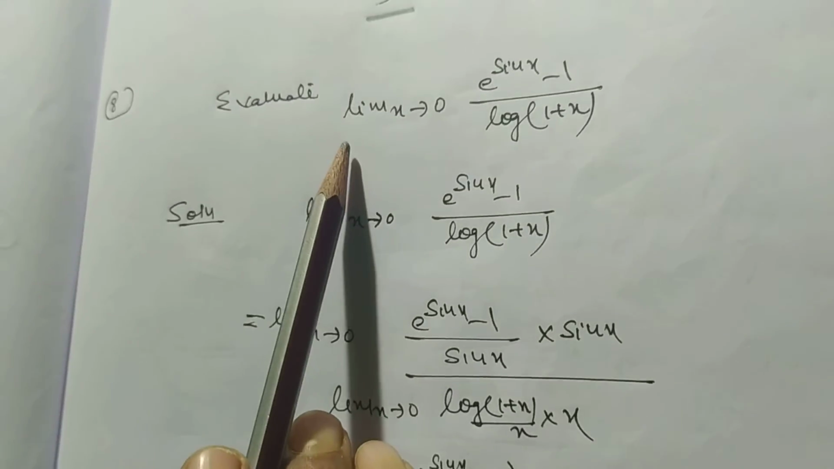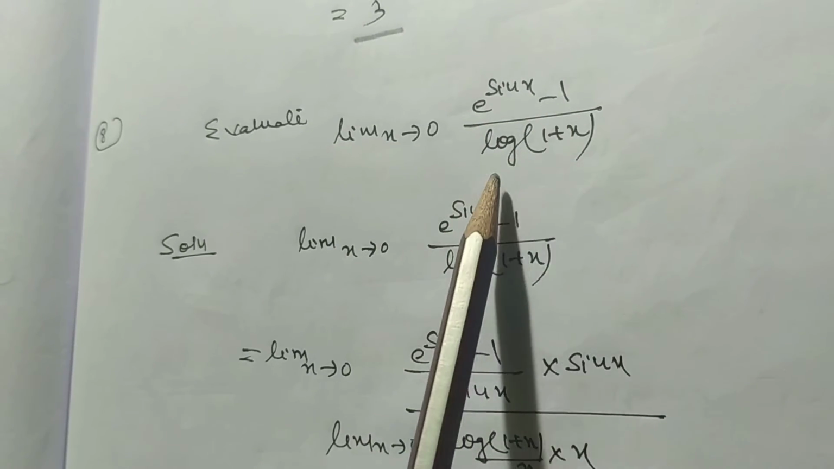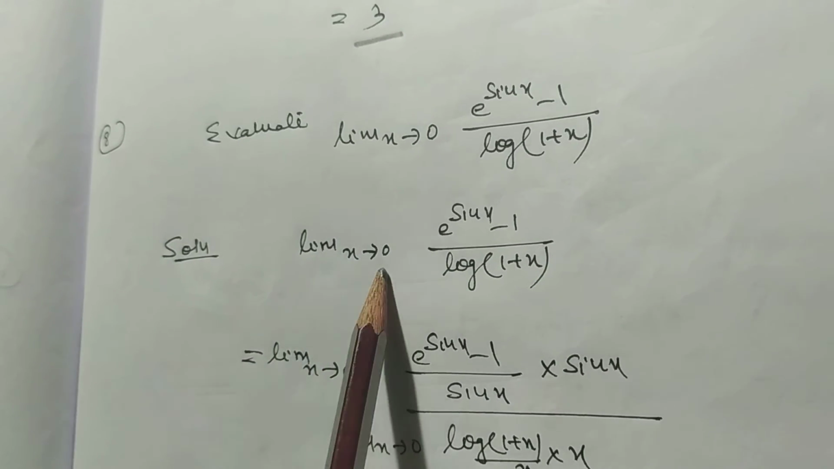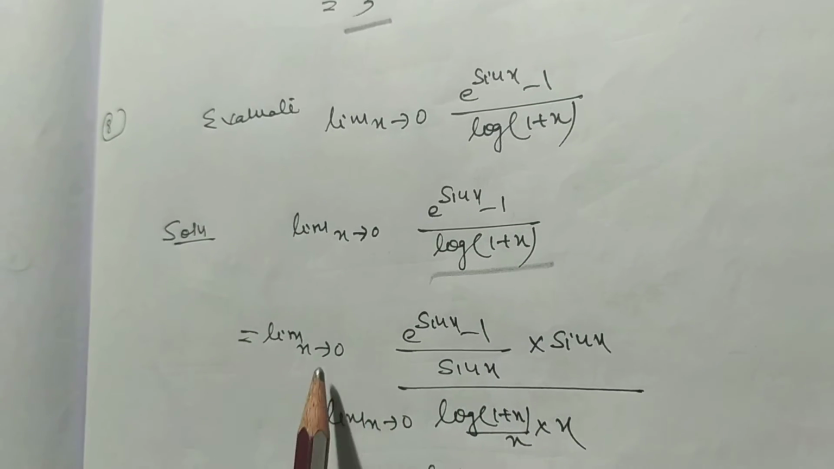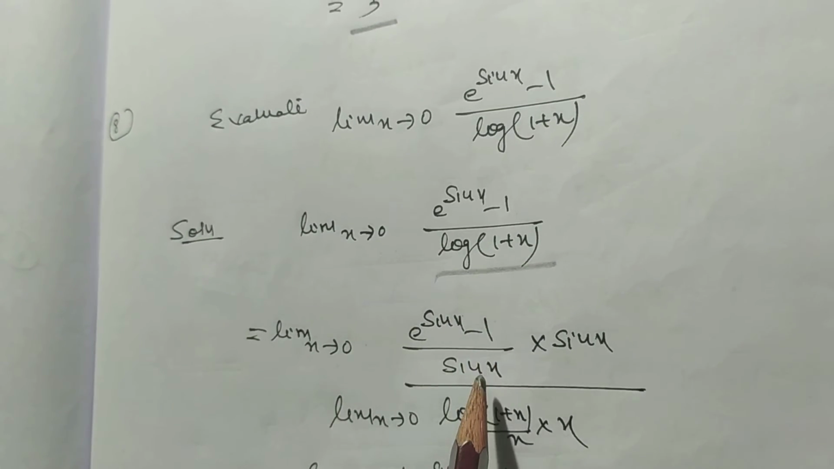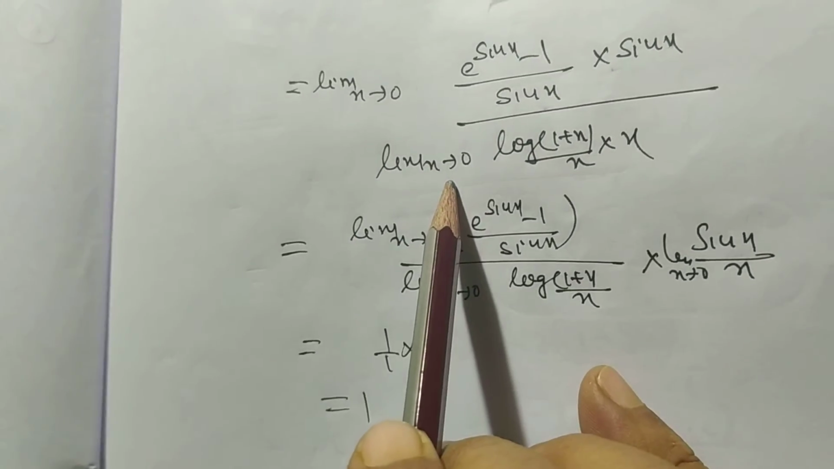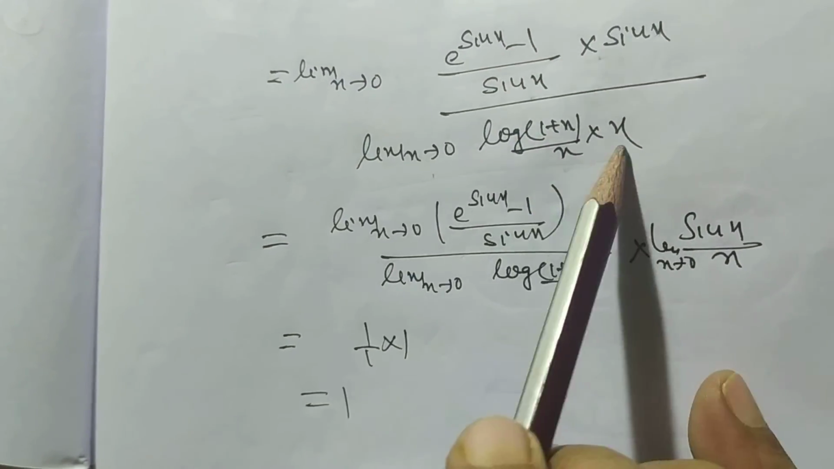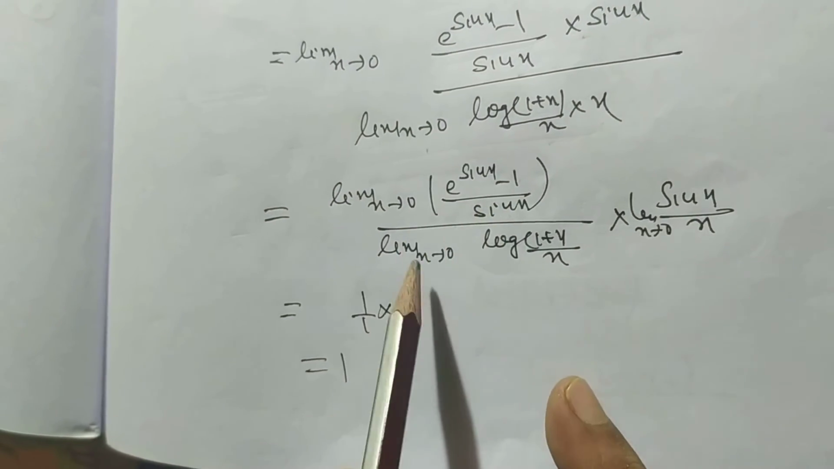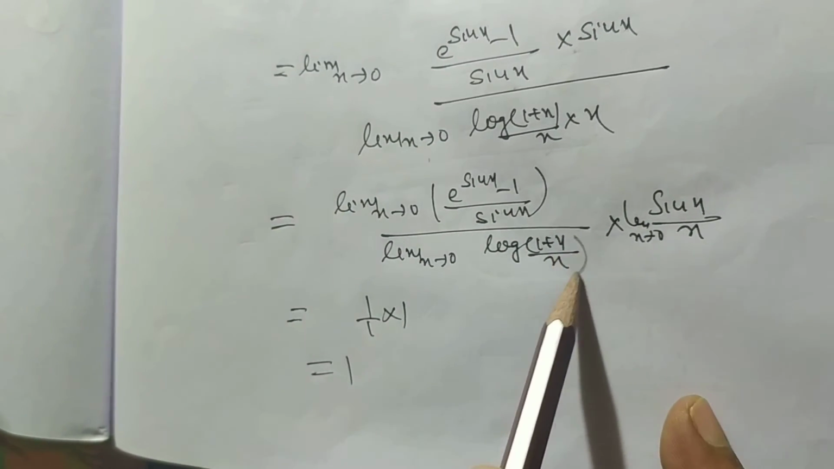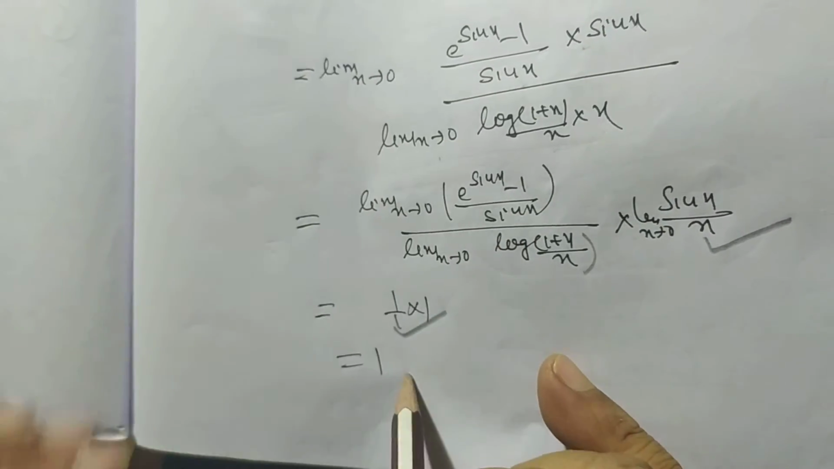Now, problem number 8. Limit x tends to 0, (e to the power sin x minus 1) divided by log of 1 plus x. Limit x tends to 0, (e to the power sin x minus 1) by sin x into sin x, and in the denominator, limit x tends to 0 (log of 1 plus x) by x into x. Limit x tends to 0 (e to the power sin x minus 1) by sin x, limit x tends to 0 (log of 1 plus x) by x, into limit x tends to 0 sin x by x. That is 1 by 1 into 1, that is 1.